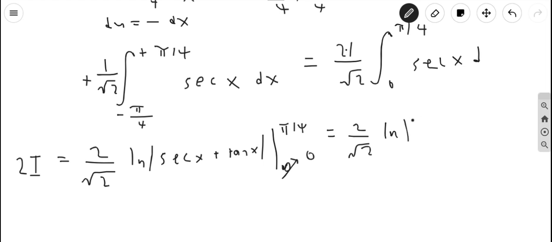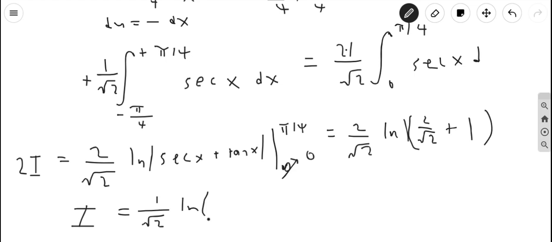Now that is just 2 divided by the square root of 2, because it's the reciprocal of the cosine of pi over 4, plus 1. So it's the natural log of that, and then we have 2I equal to this. To get our final answer, we divide by 2, and what we get at the end of the day is 1 divided by the square root of 2 times the natural log of 2 divided by the square root of 2 plus 1. And that is our final answer.